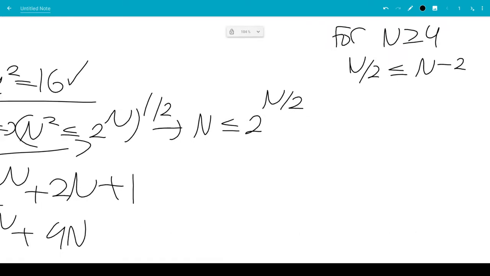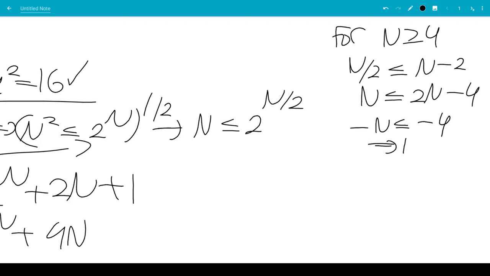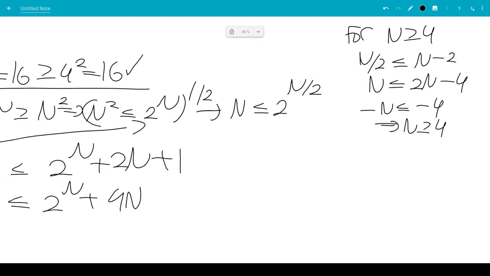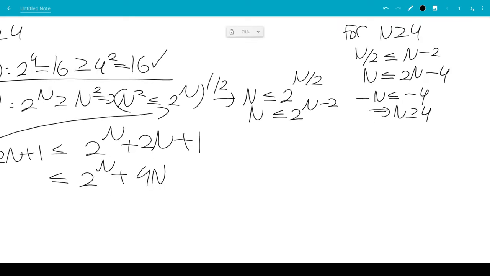So you can show this by multiplying by 2. So you have n less than or equal to 2n minus 4. Minus n on both sides, you get negative n is less than or equal to negative 4. This means that n is greater than or equal to 4. So we showed that that means that n is less than or equal to 2 to the n minus 2, which is 2 to the n over 4.